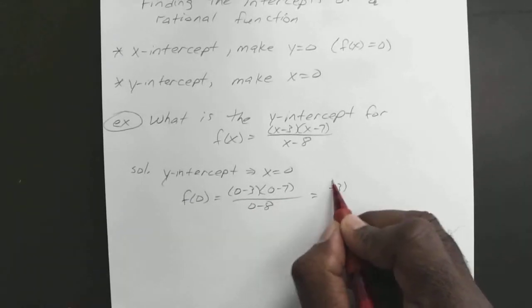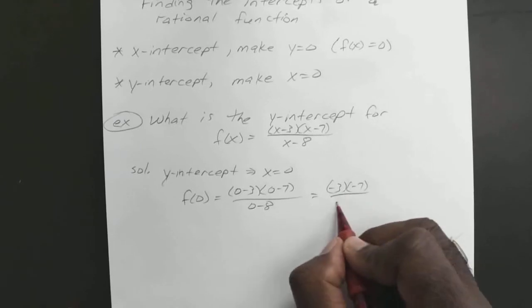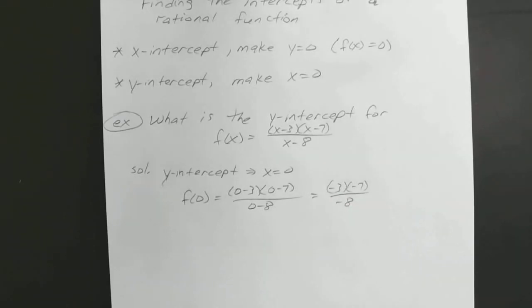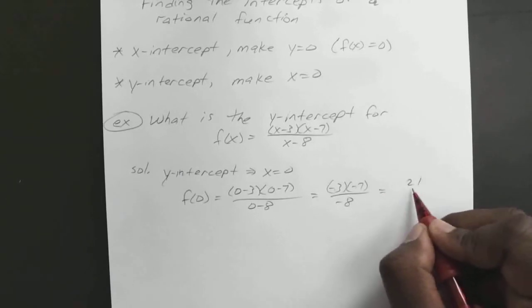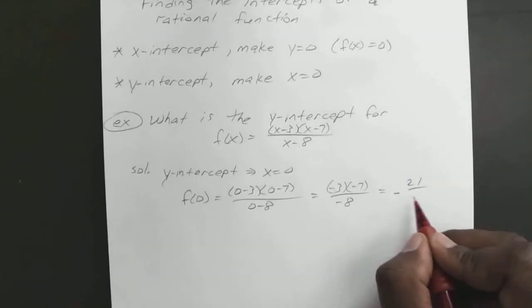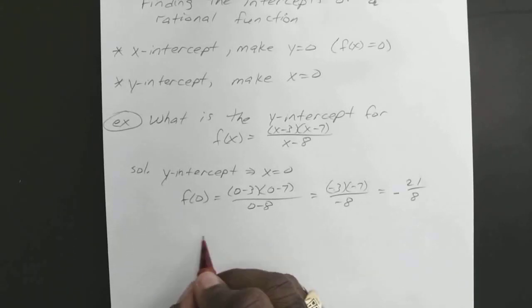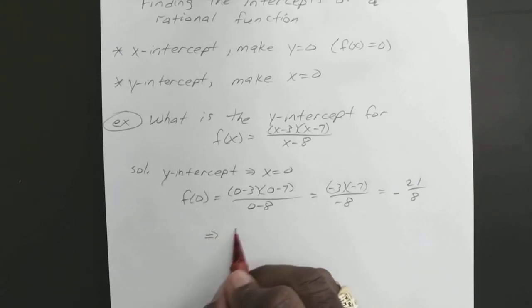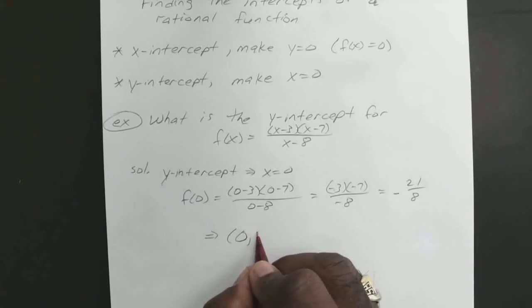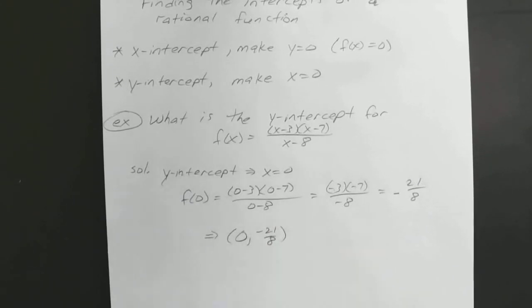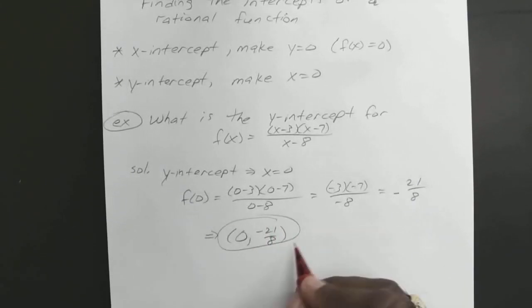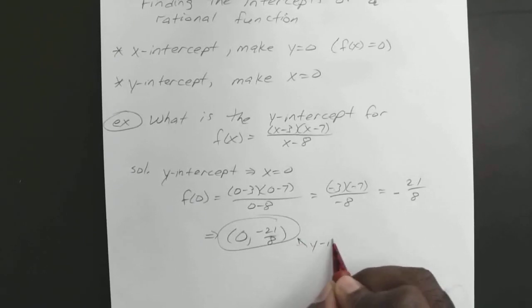Okay, so you have negative 3 times negative 7 all over negative 8. Negative and negative is positive, so you end up with positive 21 over negative 8. You can just bring the negative out front if you want to. Okay, so that's just the y value of your y-intercept. Your actual y-intercept is when x equals 0, y equals negative 21 over 8. Okay, so that's your actual y-intercept.